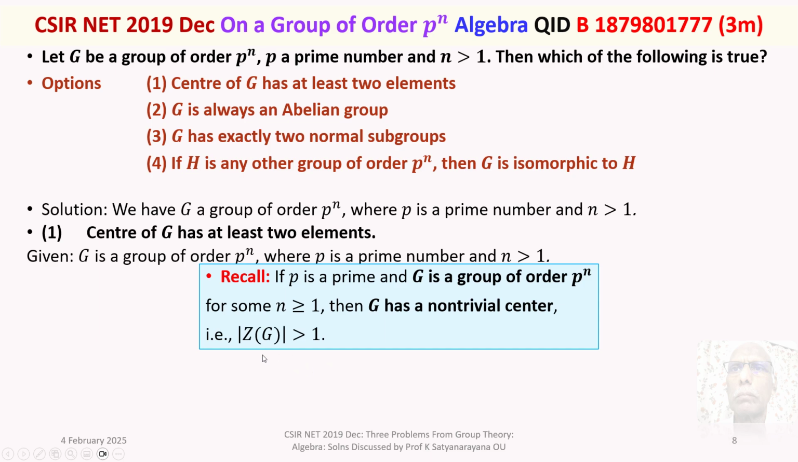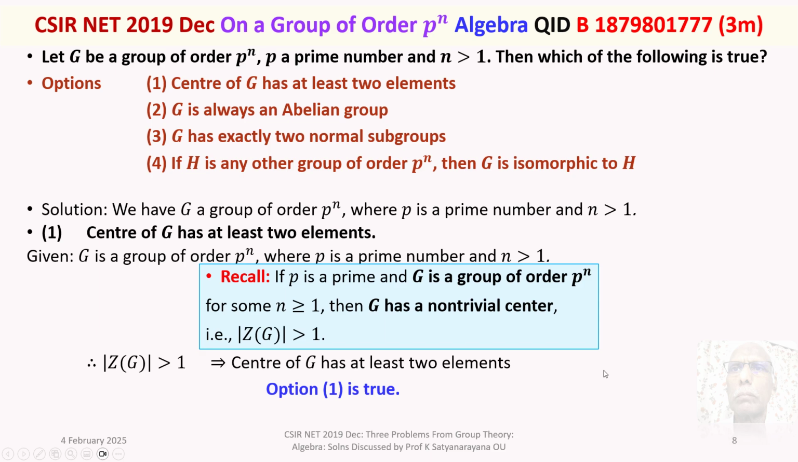That means the order of Z(G) is at least 2. That is, Z(G) has at least two elements, that is, the center of G has at least 2 elements. So the order of Z(G) greater than 1 implies the center of G has at least 2 elements. So option 1 is true. Therefore, the answer to this question is option 1. And that is the detailed discussion of this problem.